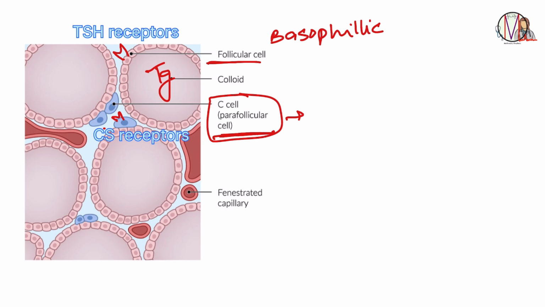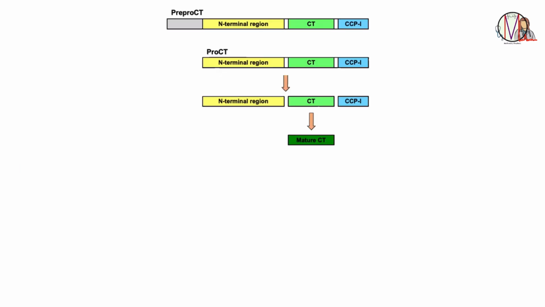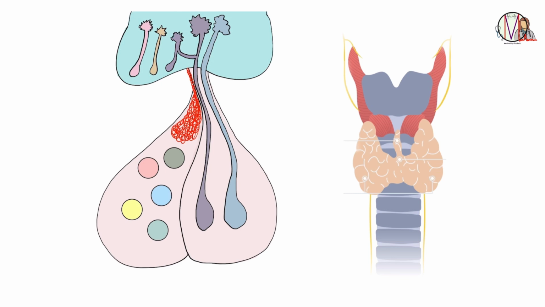The precursor of calcitonin is procalcitonin, which comes from pre-procalcitonin. Procalcitonin is responsible for proteolytic cleavage of N-terminal and C-terminal peptide to form calcitonin. Now let's understand what is thyroid hormone, how and where it is synthesized, and how it is actually regulated.